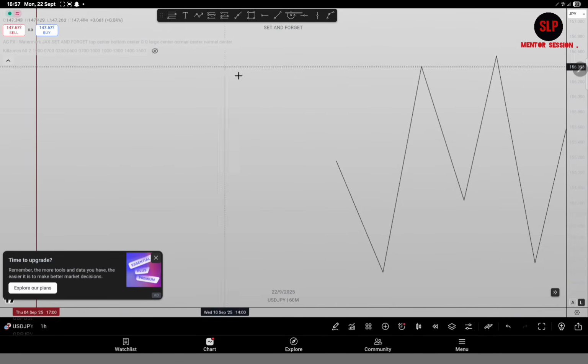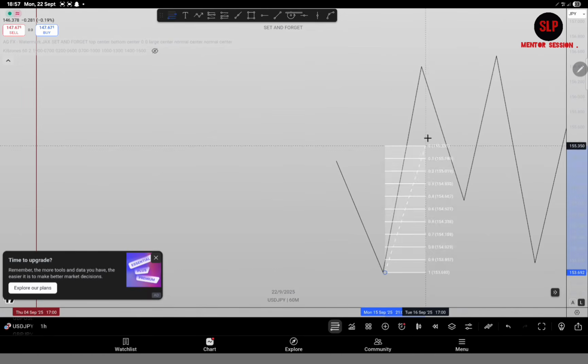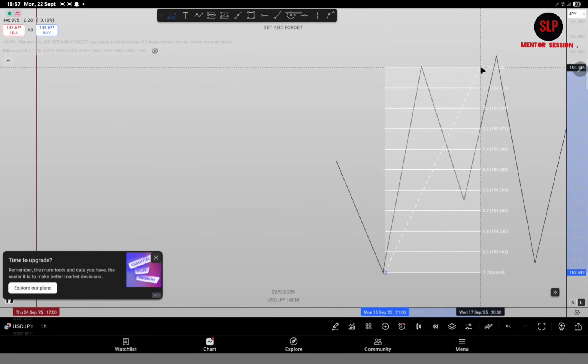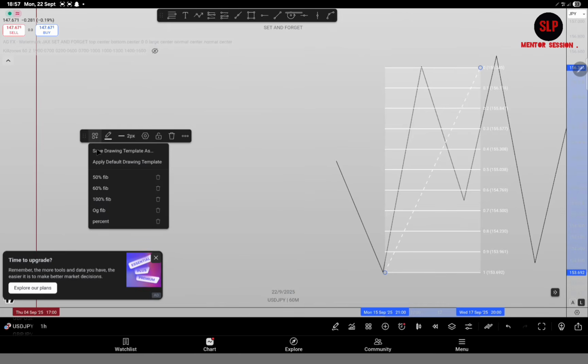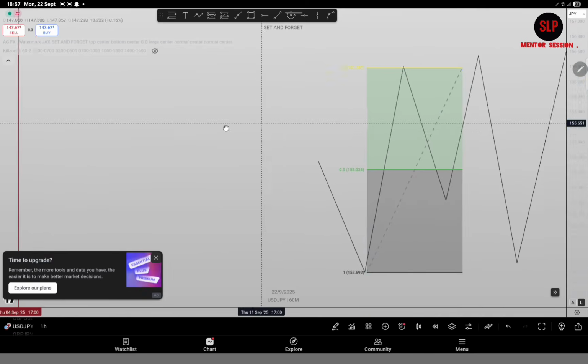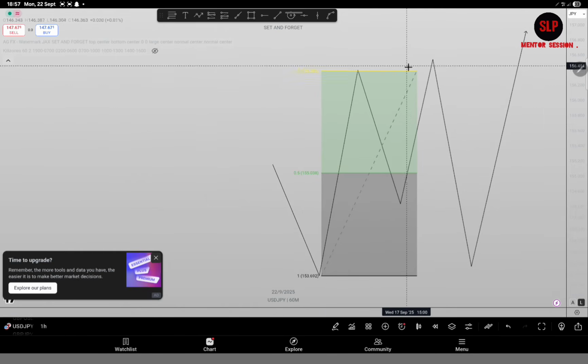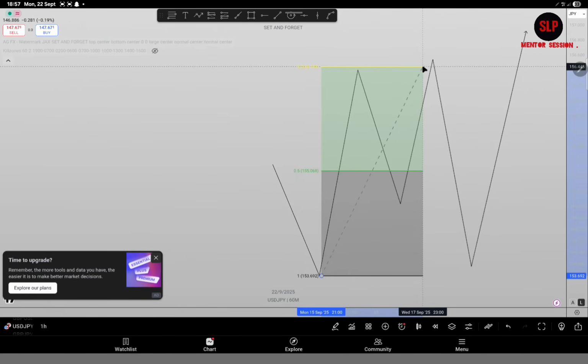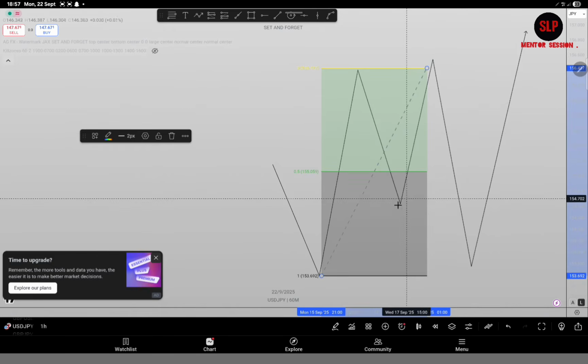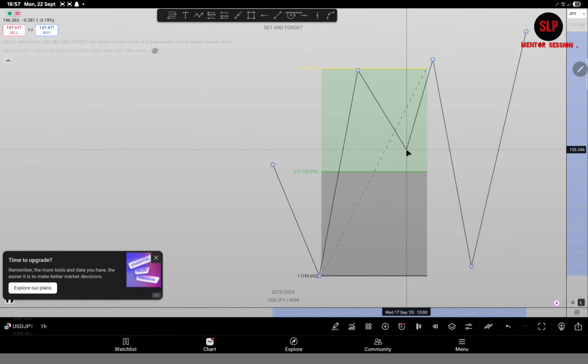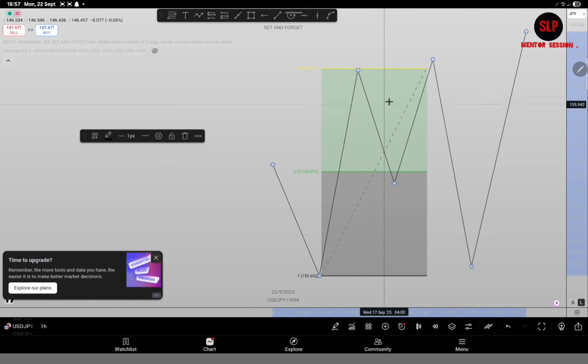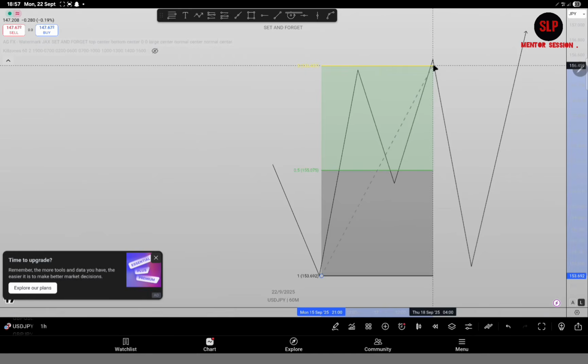For the complete inducement, just like the engineered liquidity, we need price to at least come into the 50%. The price level needs to be close to the 50% or inside the 50% of the Fibonacci level. Then it needs to break structure.